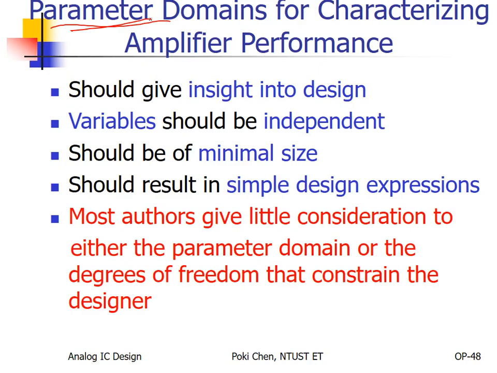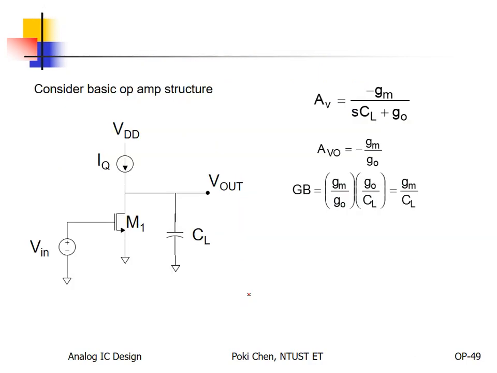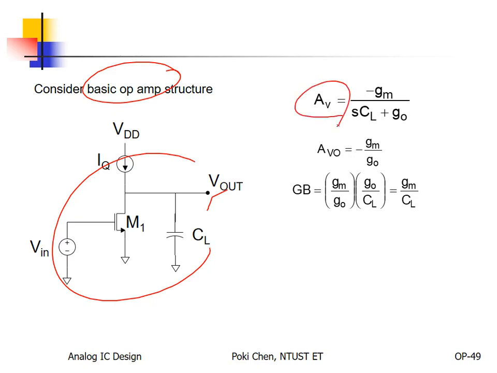Okay, anyway, I will show you the design of freedoms. So consider such kind of fundamental op-amp structure. I thought I showed you the performance already, I guess, without any derivation. Now we have the DC gain and the gain bandwidth product.